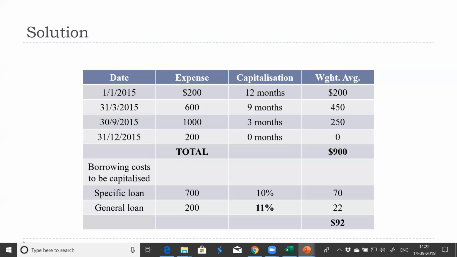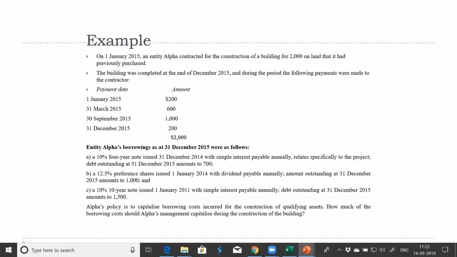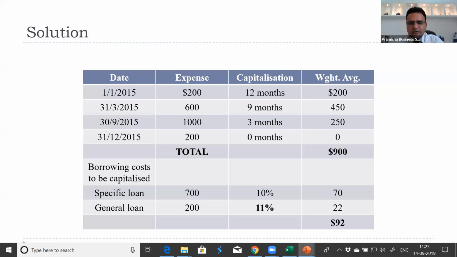So if I say on 1st of January we used 700 out of the first borrowing, we apply the specific rate. So we don't have to do any permutation combination, like first of all we will use the 700 and then we'll go by the general borrowing? No. We could have done it directly as well. You could have applied 200 into the specific rate of 10%, it would have been 20. Then 600 into 10% into 9 by 12, 1000 into 3 by 12 into 10%. Right. So what I did, I took the average first and then applied the one rate to it.